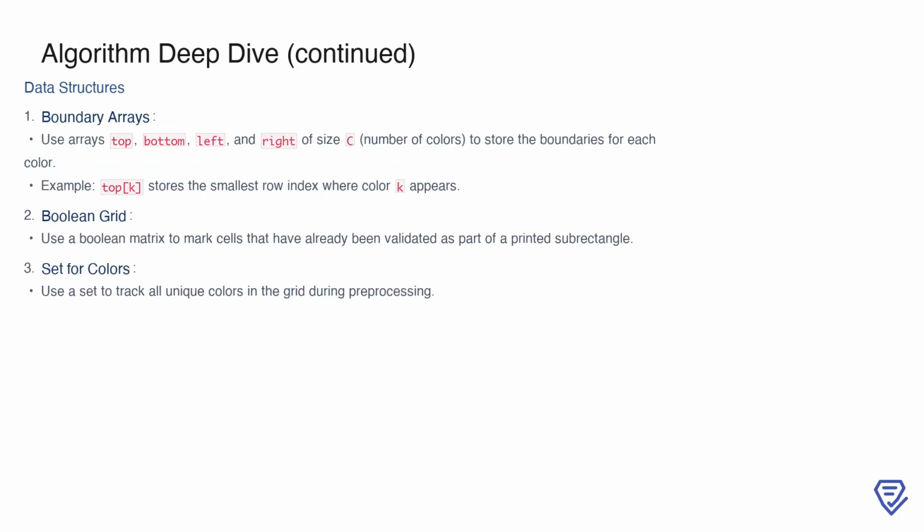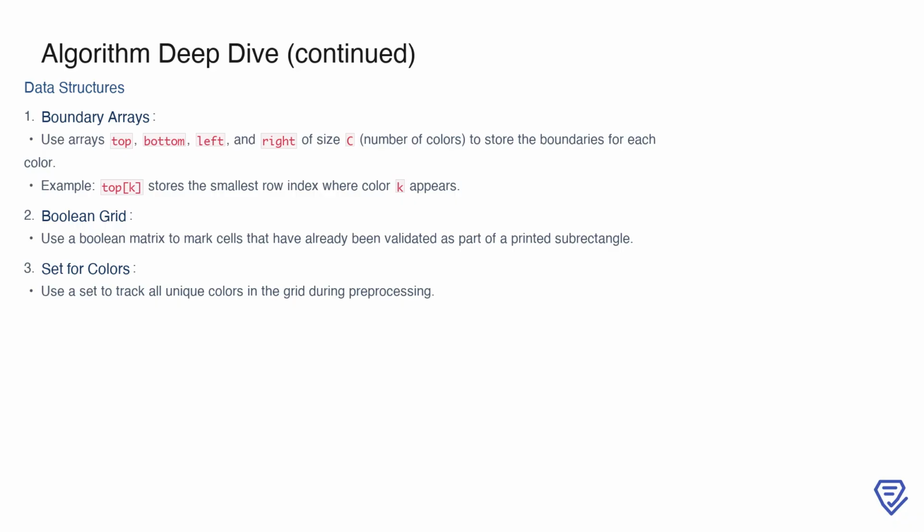To implement this algorithm, we rely on a few key data structures. First, we use arrays to store the boundaries of each color. Specifically, top, bottom, left, and right arrays of size C store the respective boundary indices for each color. For example, top[K] holds the smallest row index where color K appears.